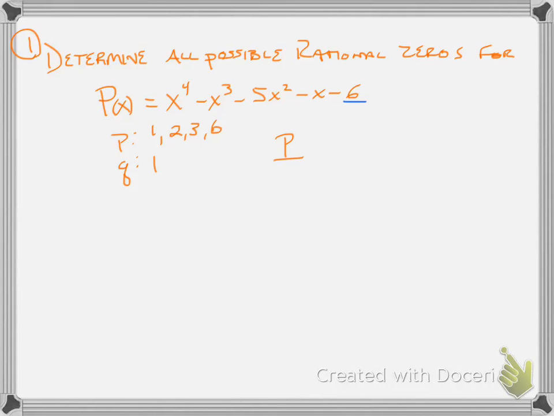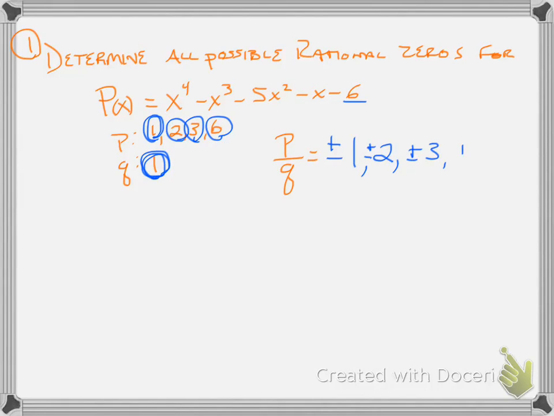So that means all the possibilities of p over q is going to be plus or minus for each of them. 1 over 1, which is just 1. 2 over 1, which is 2, plus or minus 2. 3 over 1, plus or minus 3. And then 6 over 1, plus or minus 6. So this is the list of all the possible rational zeros.